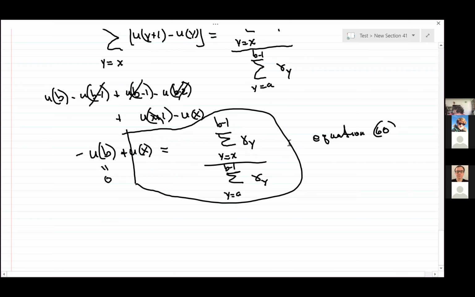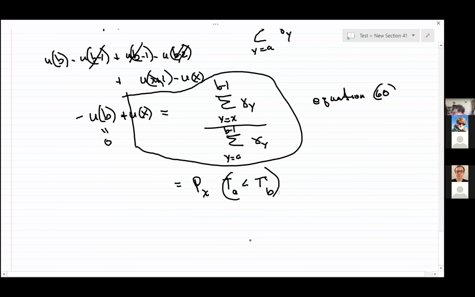By the way, this one is what? This is the probability starting at x that the time it takes to hit A is less than the time it takes to hit B. If you wanted the reverse, the easiest way to get the reverse would be to take the complement of this. And what would that be? The complement would be found just taking 1 minus this.